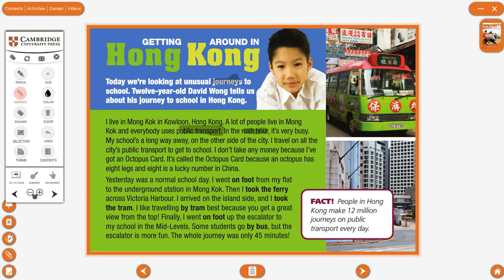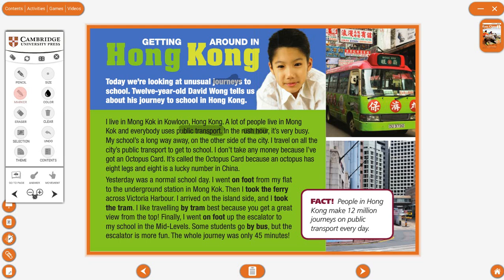Tram, do you know tram? What does it mean, tram? Tram means in Turkish tramvay. Okay, I like traveling by tram best because you get a great view from the top.